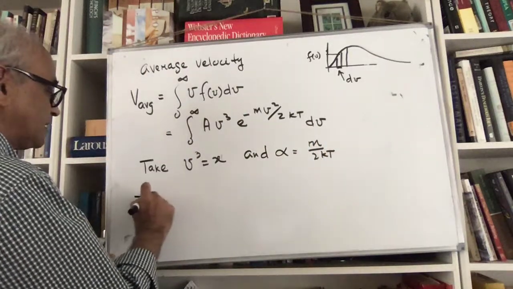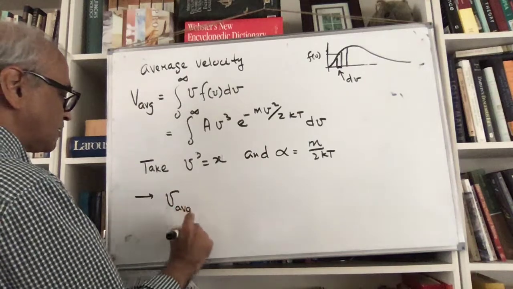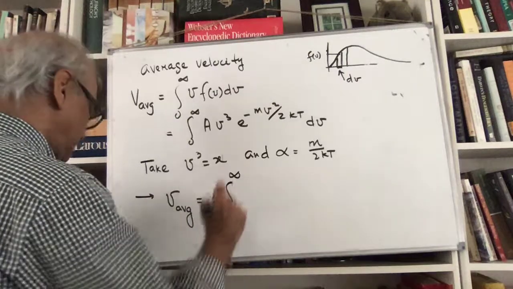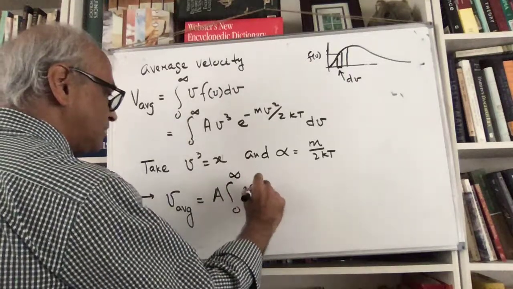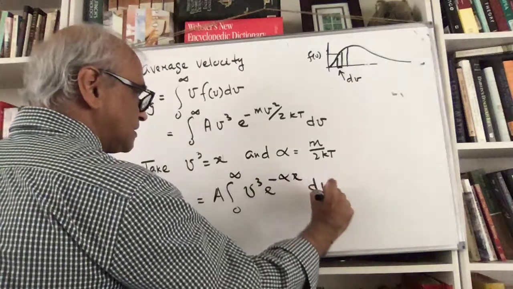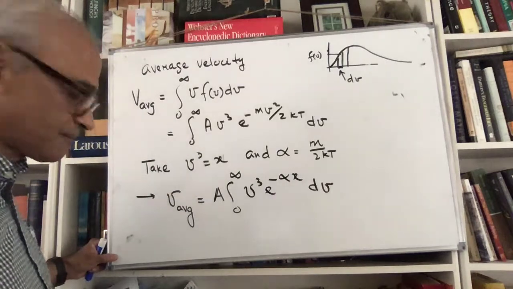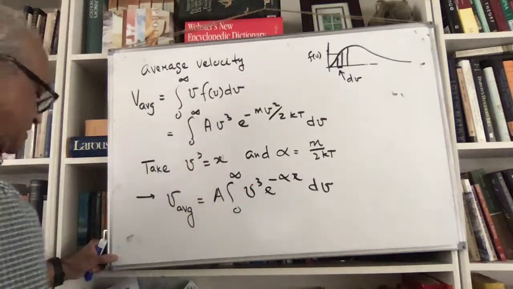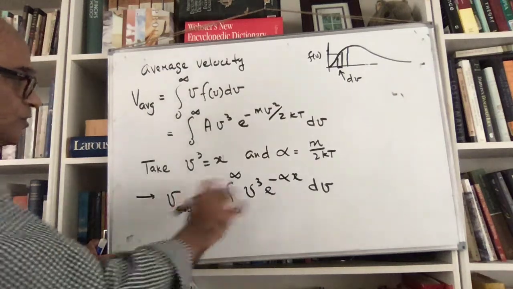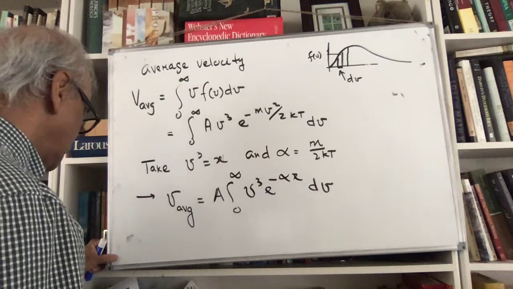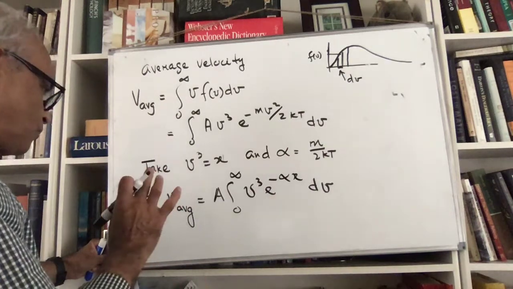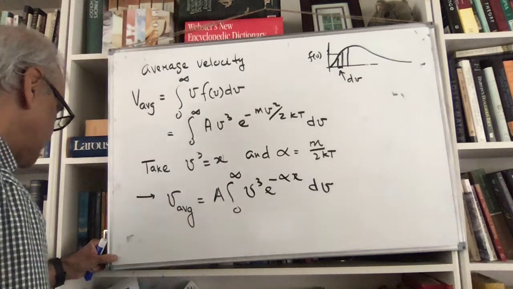So then v average becomes a, 0 to infinity, and then you have v cube e to the power minus alpha v squared dv. It looks very simple, right? The problem is that you have to solve it. You have to do integration by parts. So how can I do this one, integration by parts?